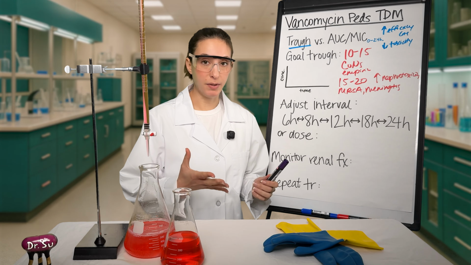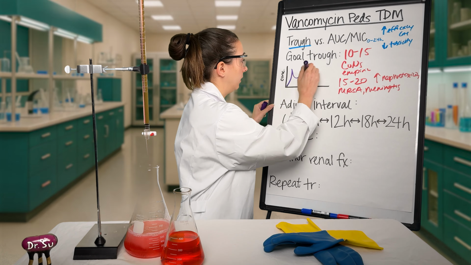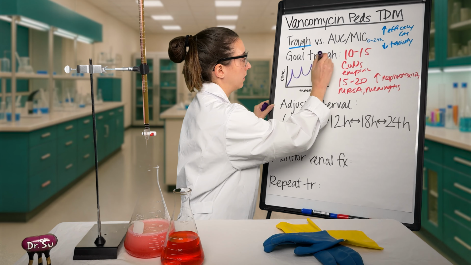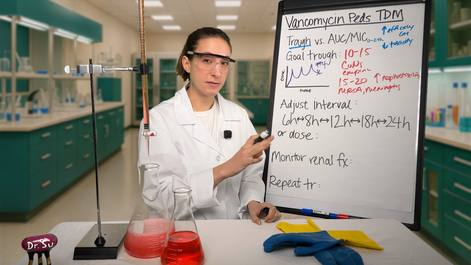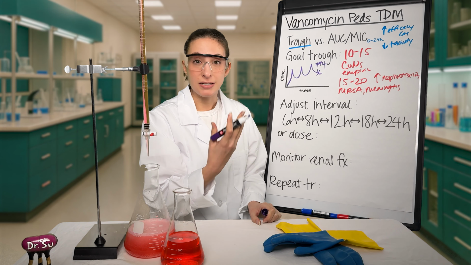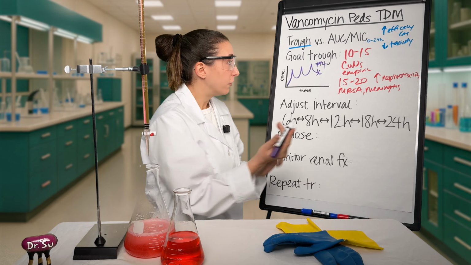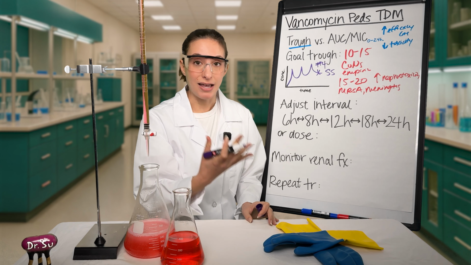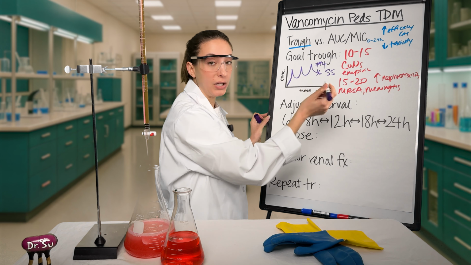In terms of timing of the trough, we get the trough when we've reached steady state, which is just before the 4th dose. I will get it earlier only if I suspect a supratherapeutic level, like if maybe renal function has started to decline and I'm worried that the level might be high already, then I might get it early. But for the most part, we want to wait till we reach steady state concentration so that we can accurately assess the trough, or else the trough will be artificially low if we get it too soon.